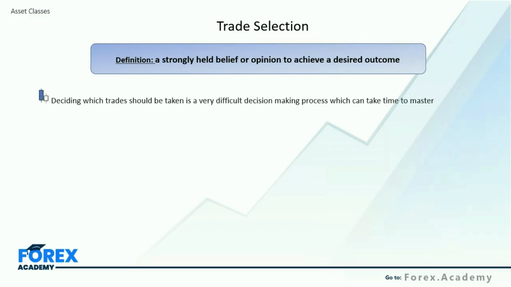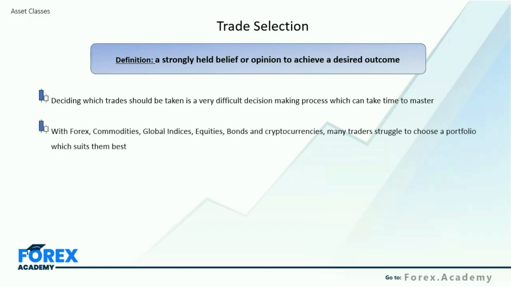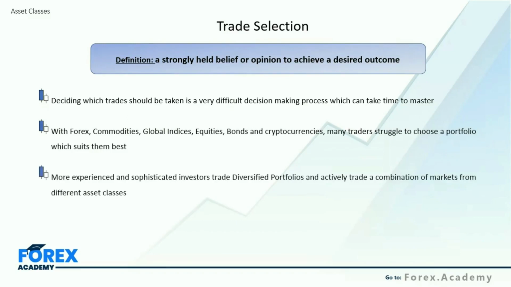So deciding which trade should be taken is a very difficult decision-making process, which can take time to master. It doesn't necessarily come that easy. You have to experience the markets and how they interact and how they move over a period of time. Now, the more experienced and sophisticated investors out there trade what are called diversified portfolios. And what these actually look to do is actively trade a combination of markets from a whole variety of different asset classes. So just a final point, this can be an extremely effective tool to assist traders manage downside risks.